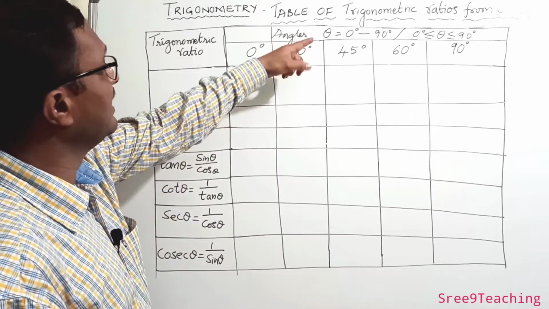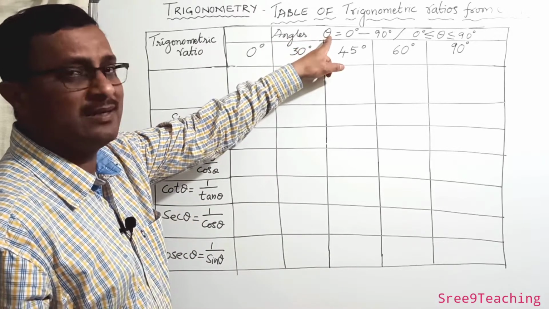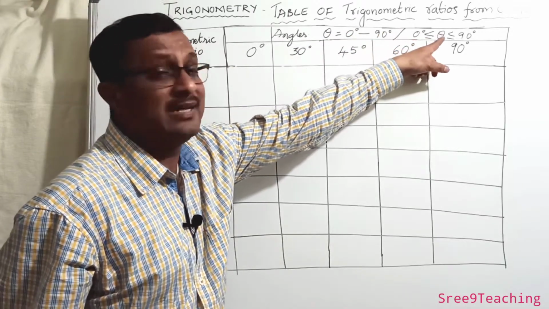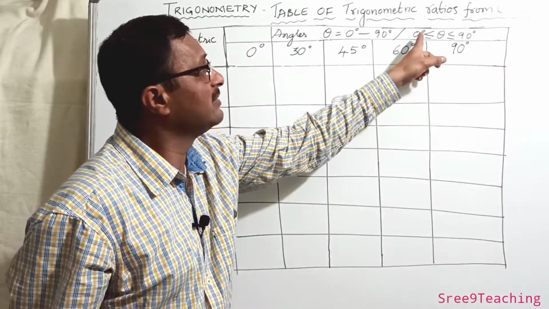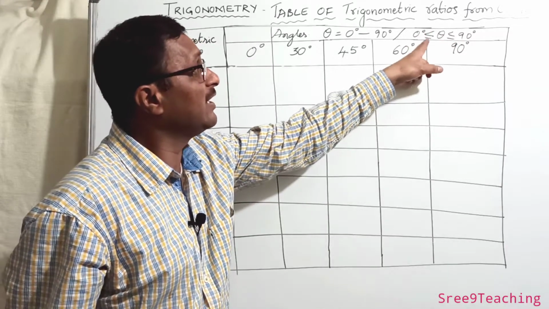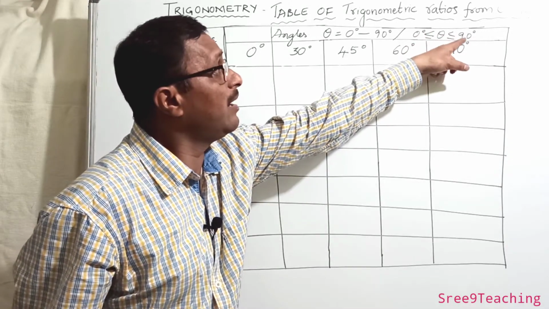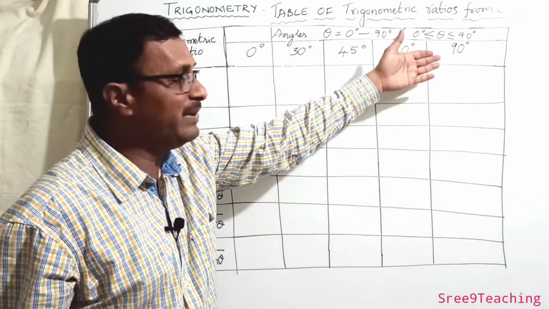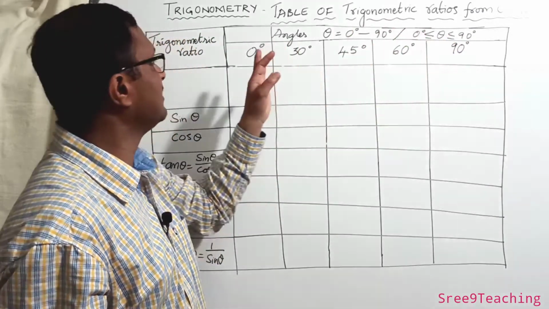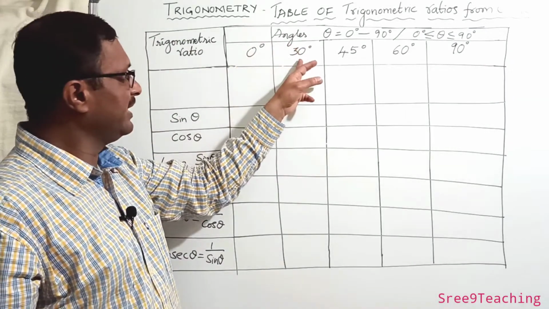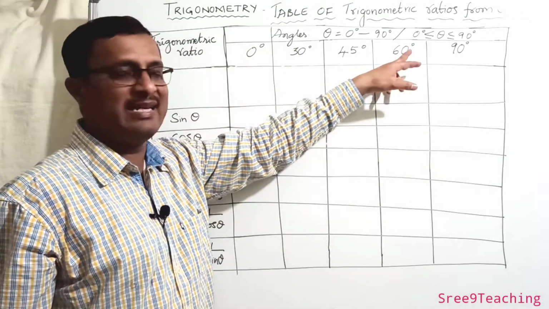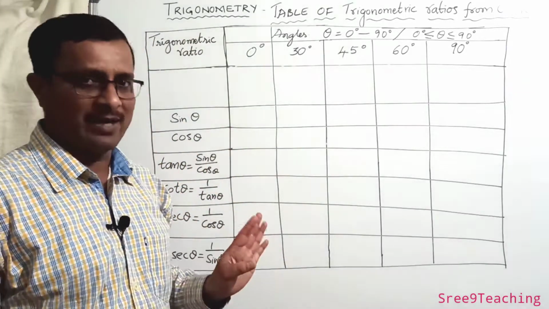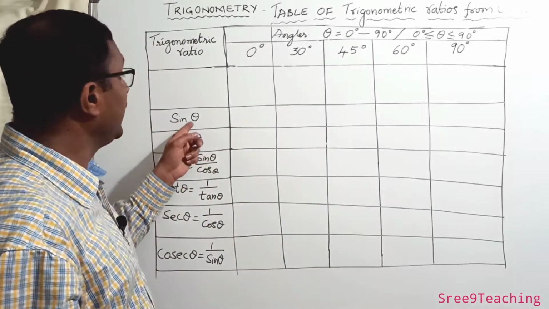Now we have the angles here. This is called theta. Theta takes values from 0 to 90 degrees, or theta lies between 0 and 90 degrees, meaning theta is greater than or equal to 0 degrees and less than or equal to 90 degrees. It means 0 degrees, 30 degrees, 45 degrees, 60 degrees and 90 degrees.